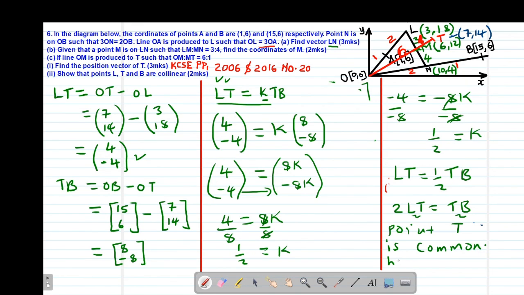We'll therefore say, hence, L, T, and B are collinear. So in our next class, we'll be looking at further examples on vectors.